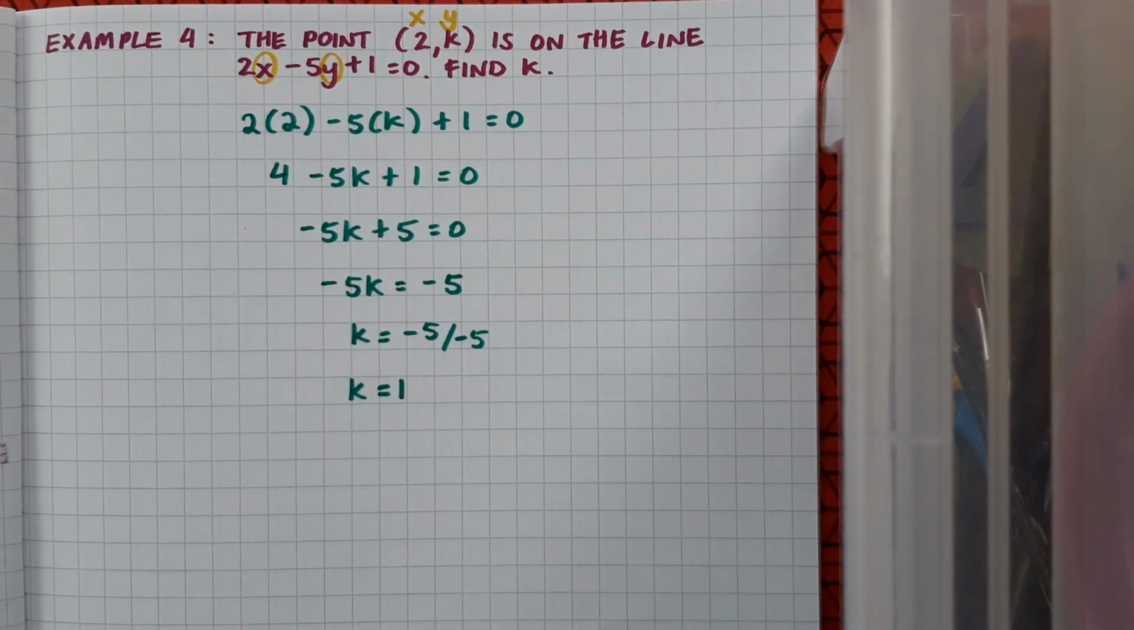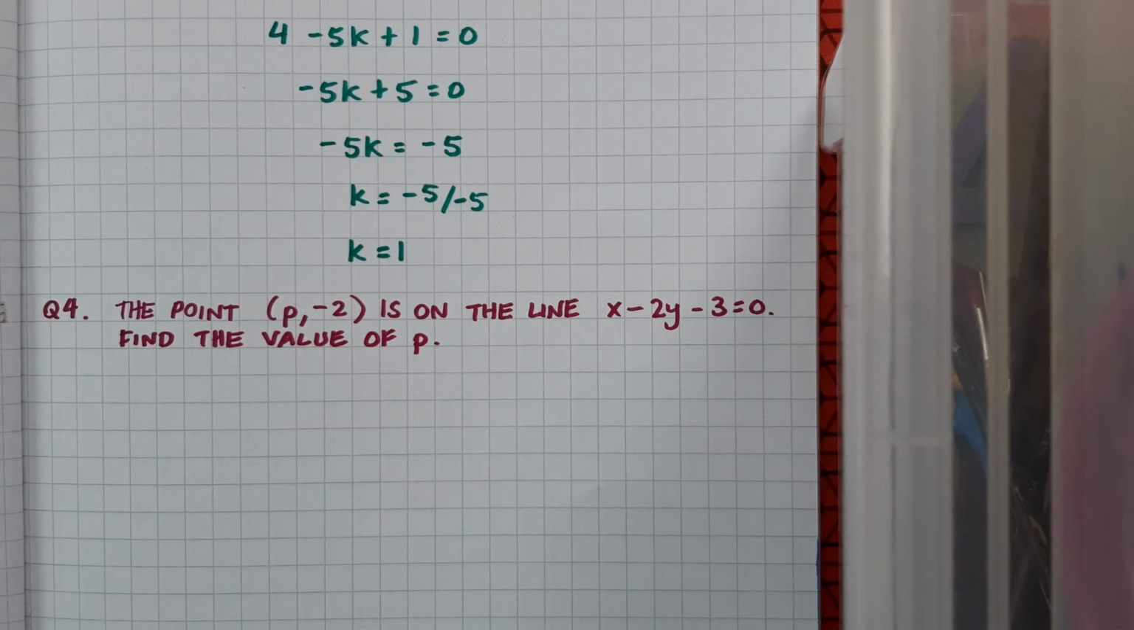Okay, let's finish up with a question for you. The point p, minus 2 is on the line x minus 2y minus 3 equals 0. Find the value of p. Pause the video here while you do that, and then play to see if you're correct.